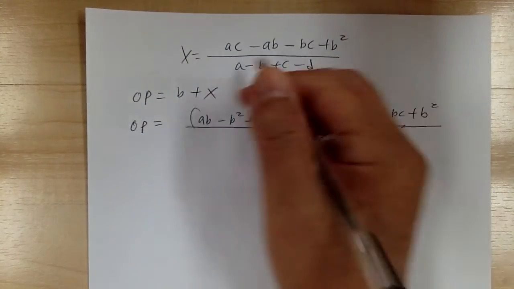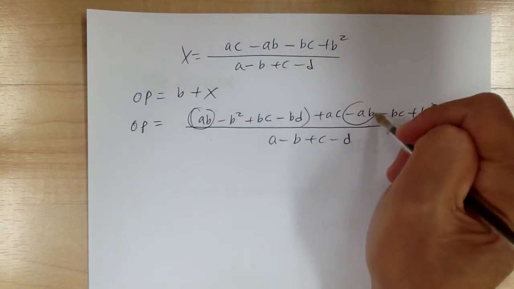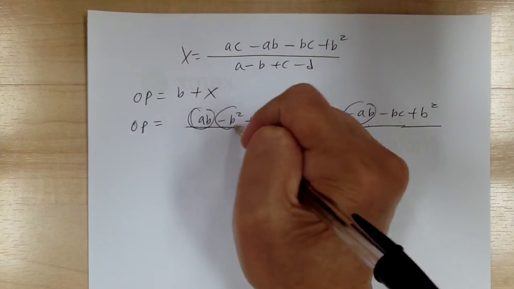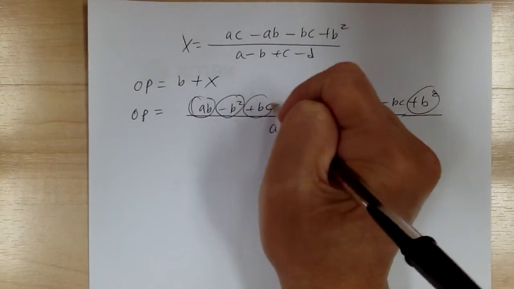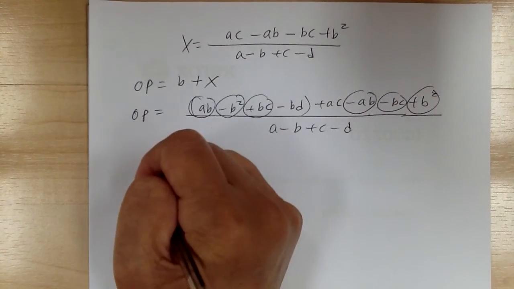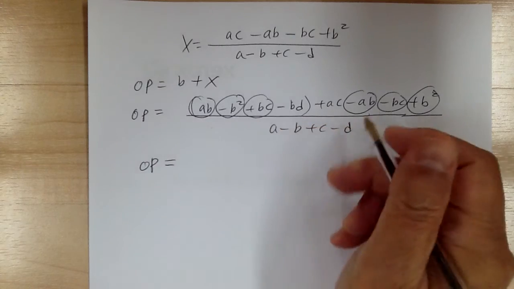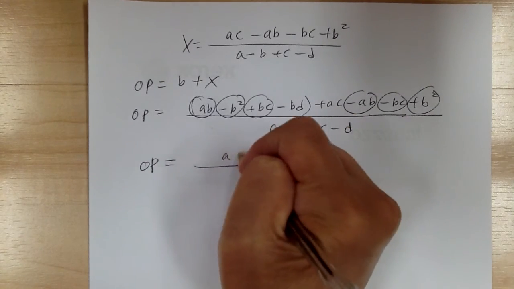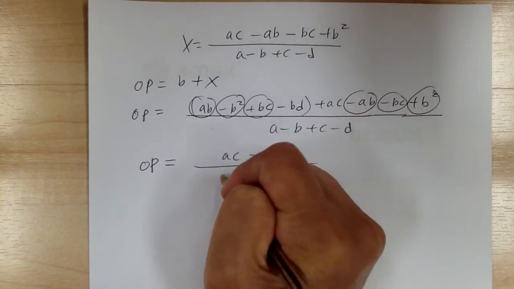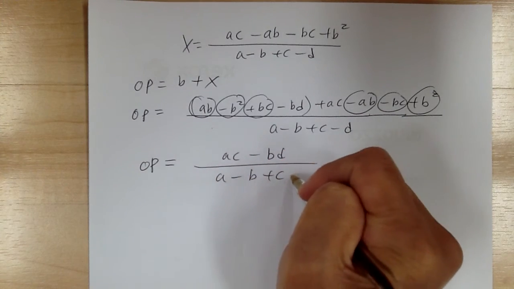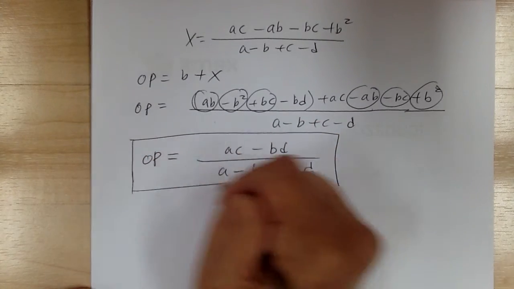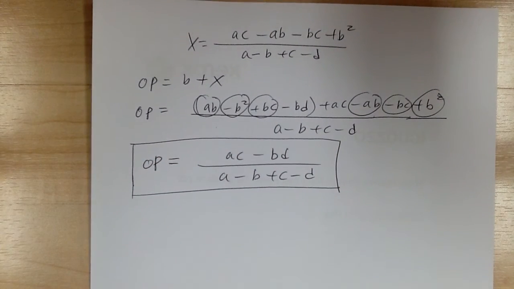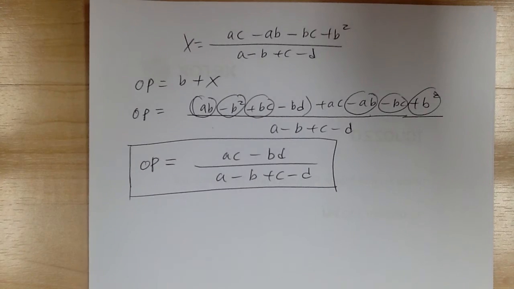Okay, so now we have the AB minus AB can cancel out. And I have minus B squared plus B squared can cancel out. And I have plus BC minus BC can cancel out. So OP actually comes out pretty nice. So you get AC minus BD over A minus B plus C minus D. It's pretty messy, but it's just basic algebra of moving things around. Okay, let's go to the next one.